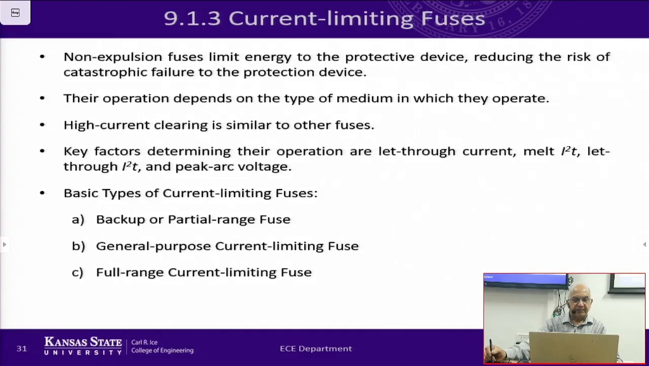Basic types of current limiting fuses include the backup or partial range fuse and the general purpose current limiting fuse. Don't worry about all these things because they're a specialized topic, and they are not used very commonly, only in very exceptional situations. So the main type of fuses that you will find are the expulsion fuses.